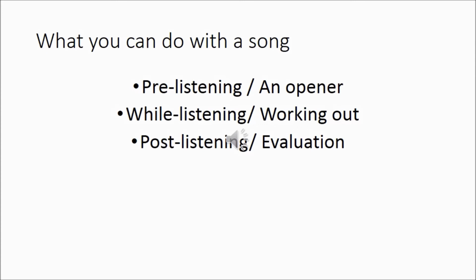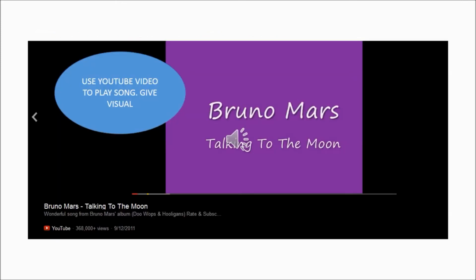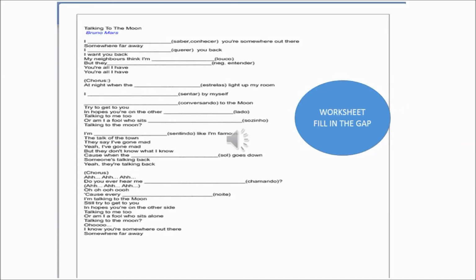Last is post-listening. Post-listening is after listening to a song several times, when students can start to work on the worksheet, complete the gaps with the missing words, and the teacher can work on the evaluation. It's best to use videos to show students why and what's in the song. Here's the song worksheet, Talking to the Moon by Bruno Mars. It shows how to import vocabulary and verbs with a song.